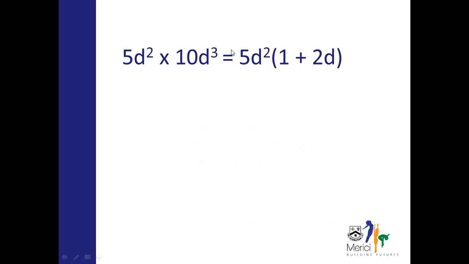So the first one here: 5 goes into both 5 and 10, so that's the 5 bit, and d squared is as high as we go. That will go into both of them. Now to multiply them out, I need to multiply it by 1 to get the 5d squared. But to get this here up to 10d cubed, I need to multiply it by 2 and get another d in.